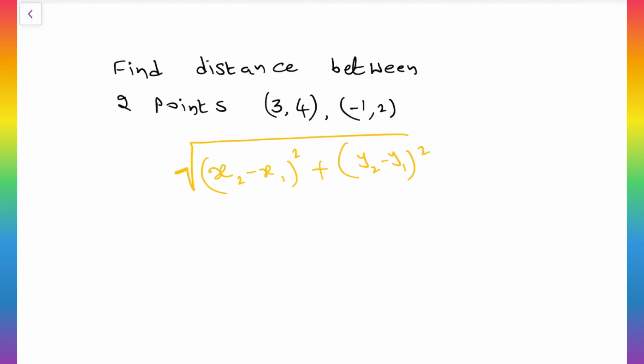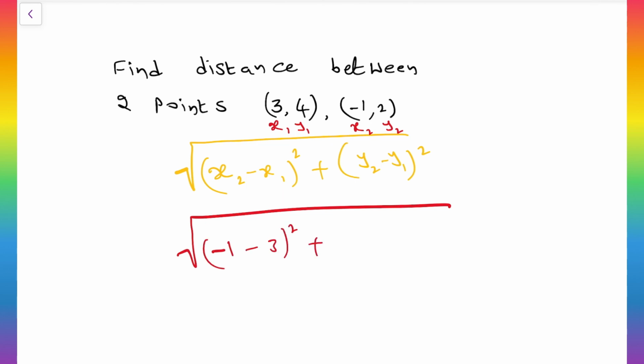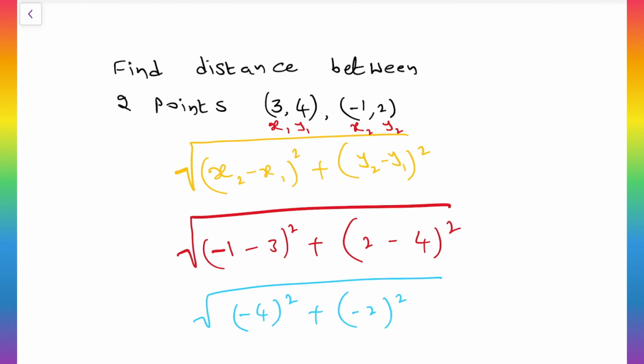Now, in the given points, this is x1, y1 and this is x2, y2. So, let us substitute in the formula now. Under root, x2 is minus 1 minus x1 is 3 whole square, plus y2 is 2 minus y1 is 4 whole square. So, let us simplify this further. Under root, (minus 1 minus 3, that is minus 4) whole square plus (2 minus 4, that is minus 2) whole square.